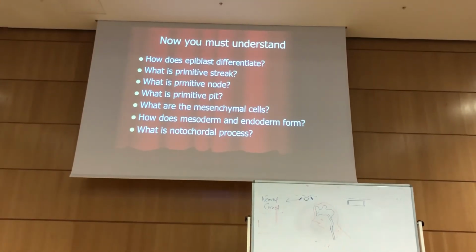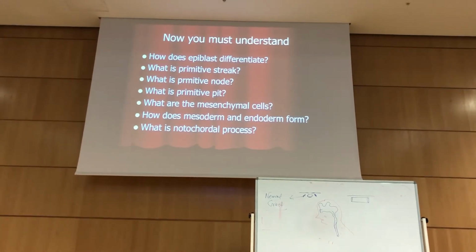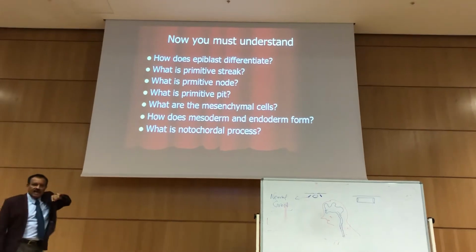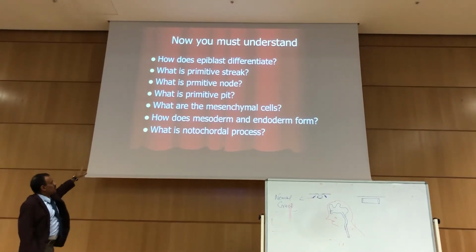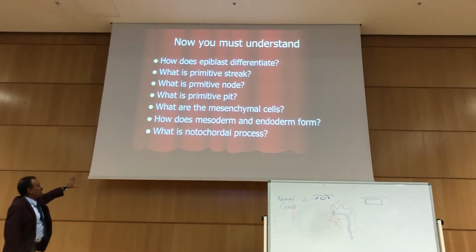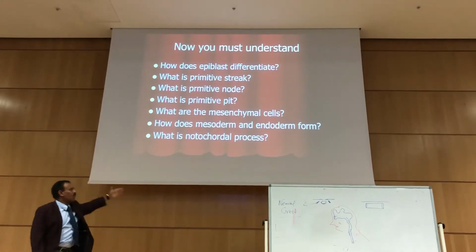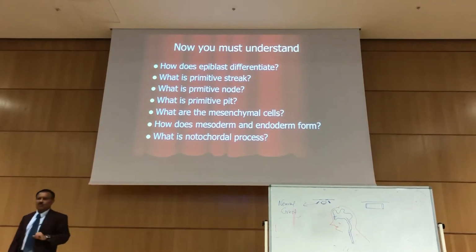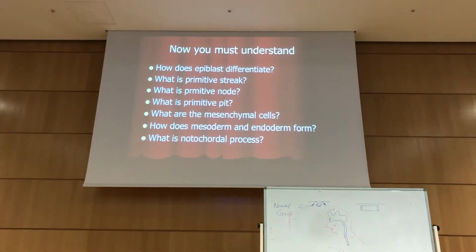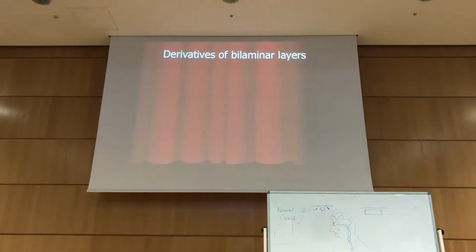Okay. So, how does epiblast differentiate? You can think about it is through the primitive stage, which is very important. That line is there. Then there is the primitive node, primitive pit. What are the mesenchymal cells? These are early cells, we call mesenchymal cells. How does mesoderm and endoderm form? This is the next week's program I'm going to do. What is a notochordal process? I explain this is an axis, okay? Now you should see some pictures over here. I'm sure the pictures should be coming as well. I'll come back to this a little later.